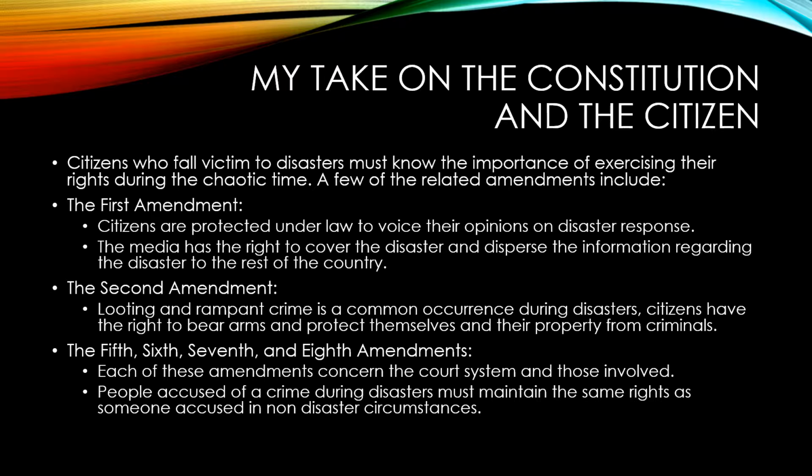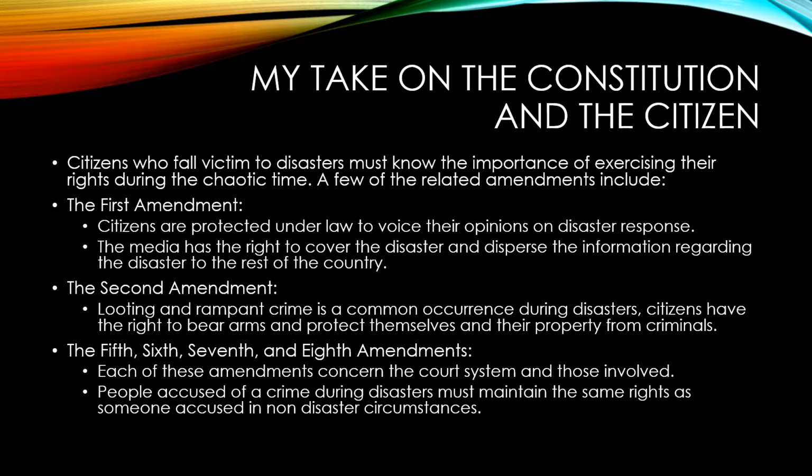My take on the Constitution and the citizen. Citizens who fall victim to disasters must know the importance of exercising their rights during the chaotic time. A few of the related amendments include: First Amendment. Citizens are protected under law to voice their opinions on disaster response. The media has the right to cover the disaster and disperse the information regarding the disaster to the rest of the country.